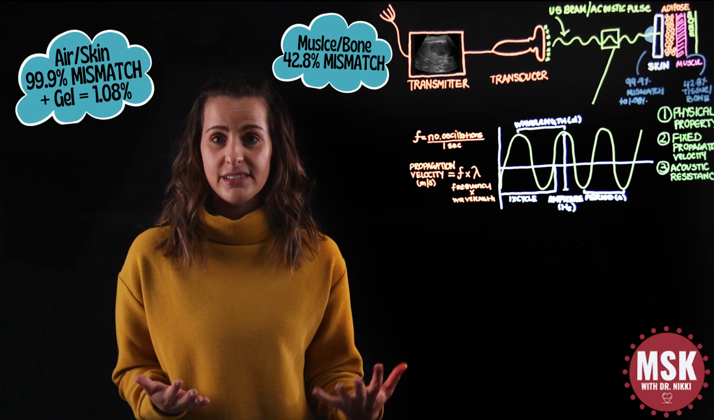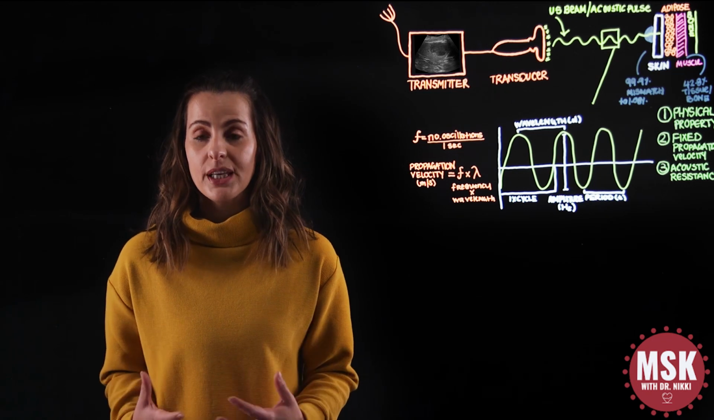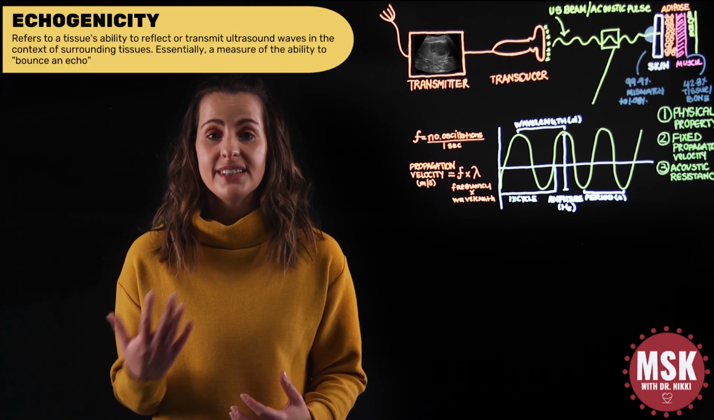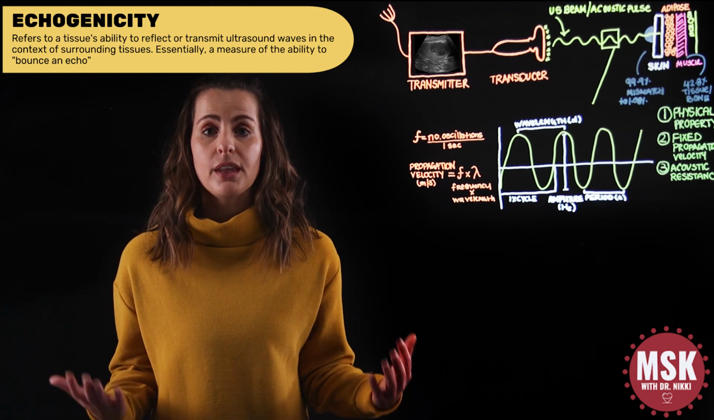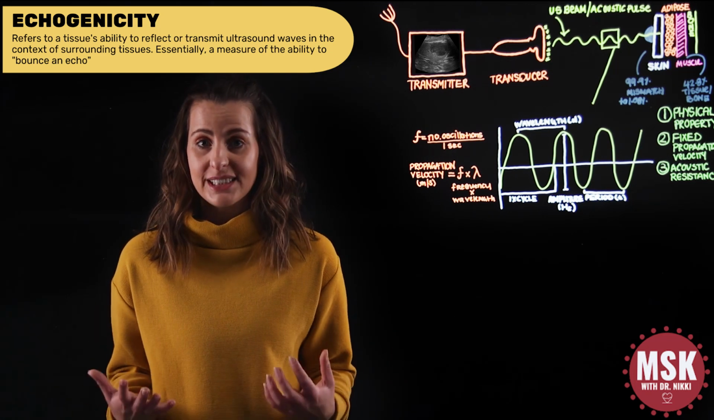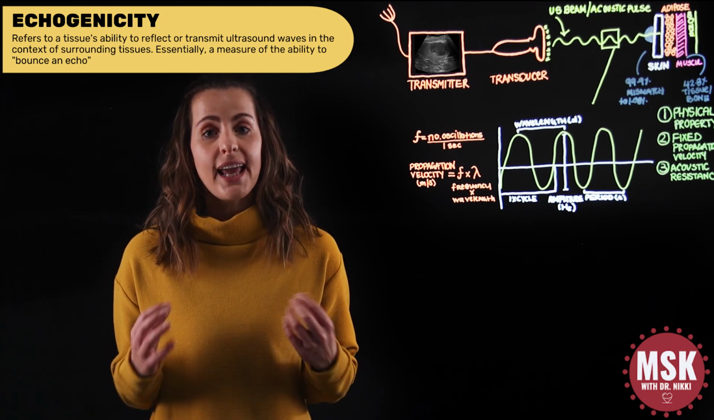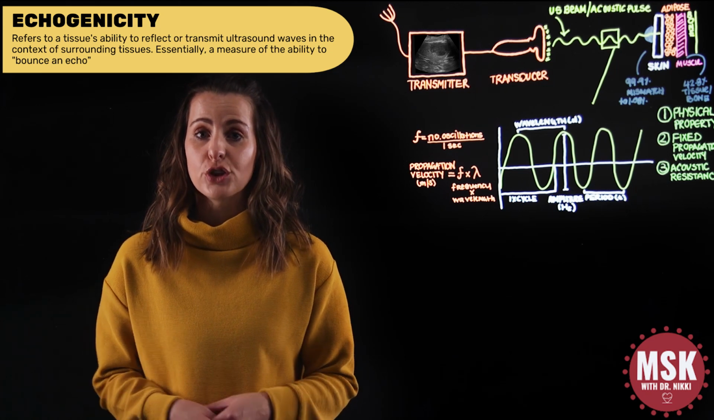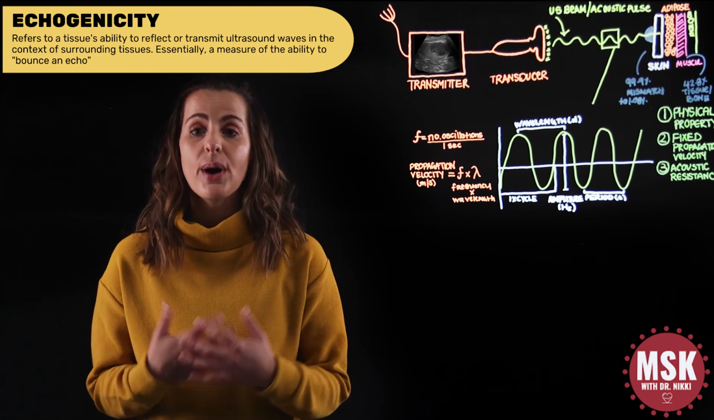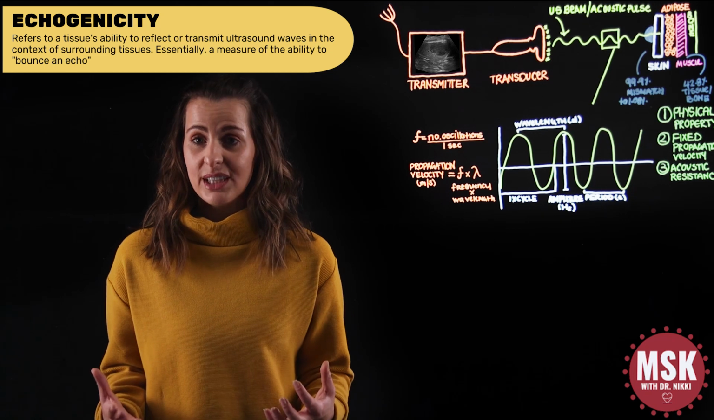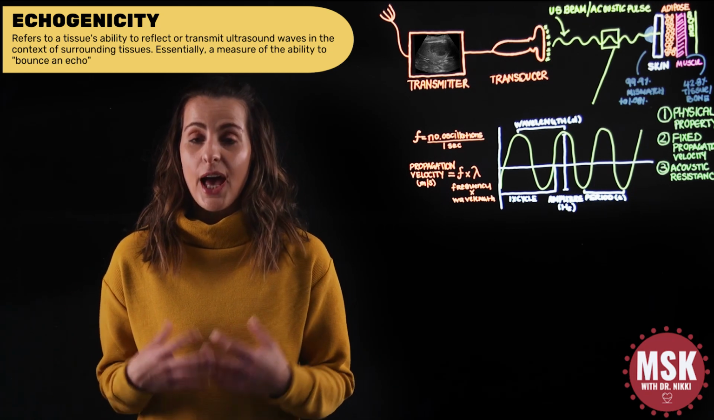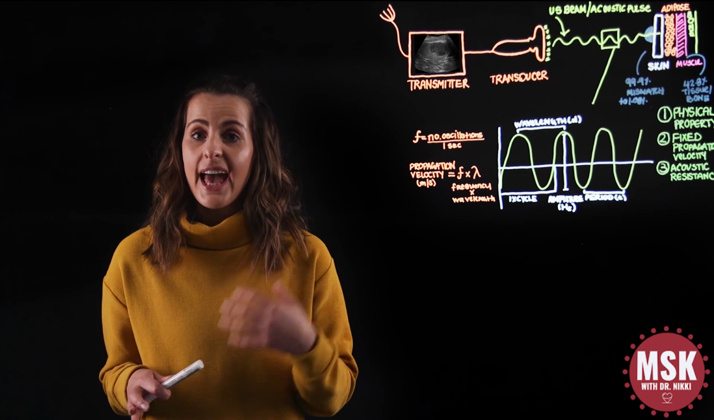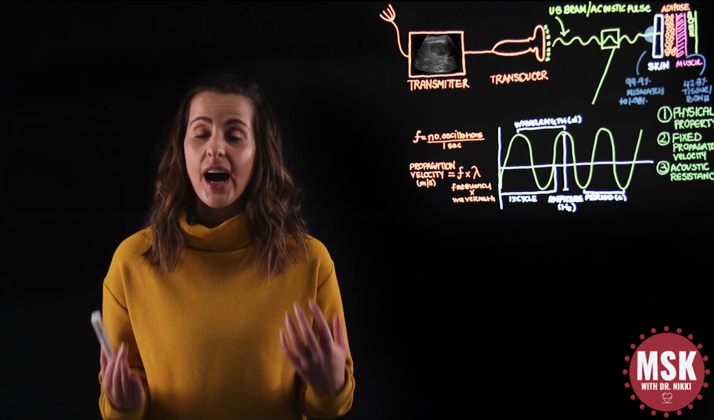Now that we've covered some of the basic principles, I want to introduce you to the commonly used ultrasound-related terminology pertaining to echogenicity. This refers to a tissue's ability to reflect or transmit the ultrasound waves in the context of the surrounding tissues. As I've mentioned, when there is an interface between structures with different echogenicities, a visible difference in the contrast is going to be seen. So similar to our other structural imaging modalities, we deal with a series of blacks, white, and gray. And when we're looking at ultrasound, we have specific terms that reflect these colors. These are going to be anechoic, hypoechoic, and hyperechoic.